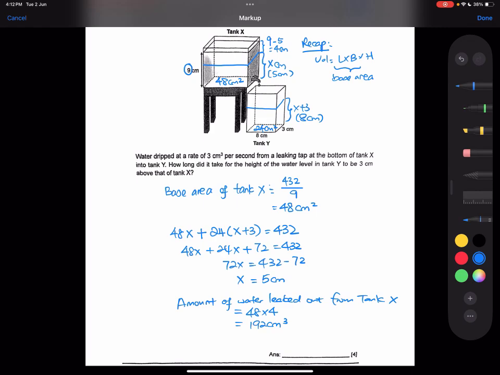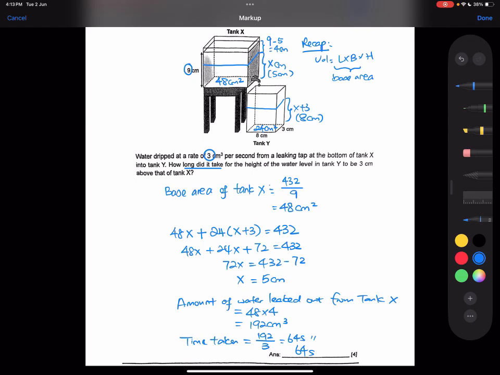Alright, we have one final step. Water drips at the rate of 3 cubic centimeter per second. We want to know how long it takes for the water level to drop 4 centimeter. So all we have to do is find the time taken. Let's take the volume of water that leaked out divided by 3 cubic centimeter per second. That's 64 seconds. Alright, that's our answer.